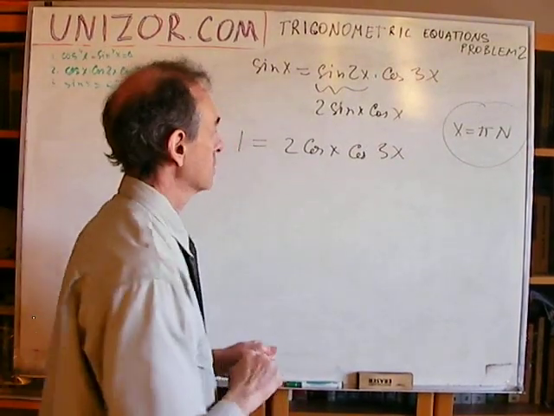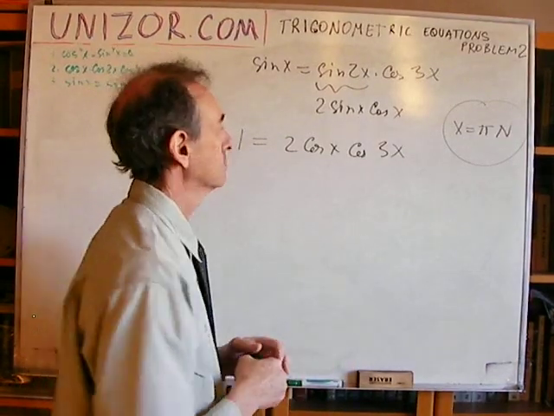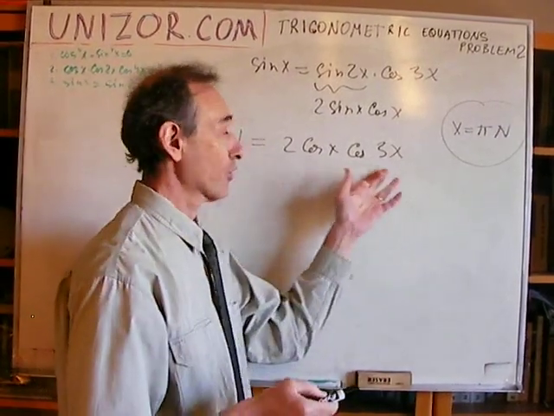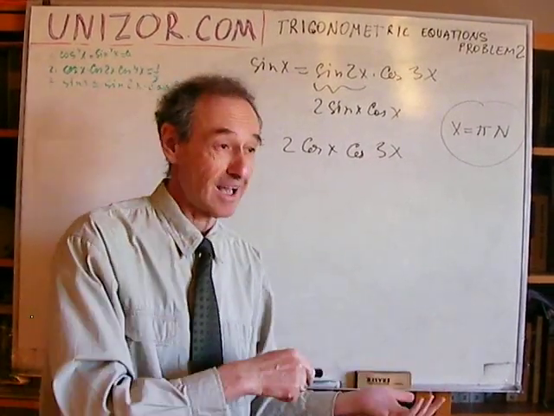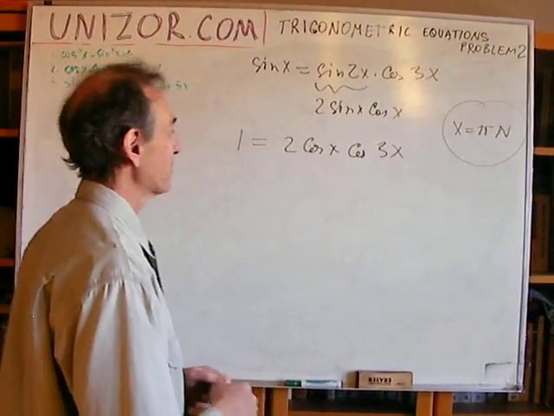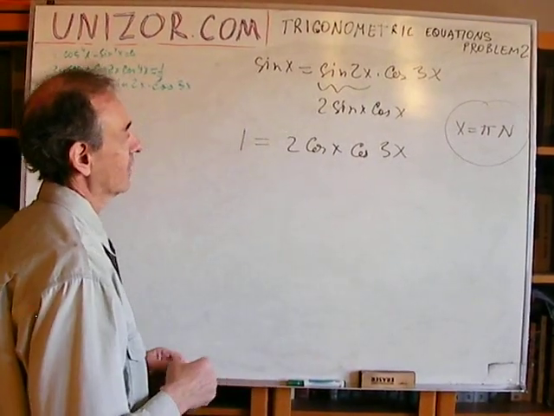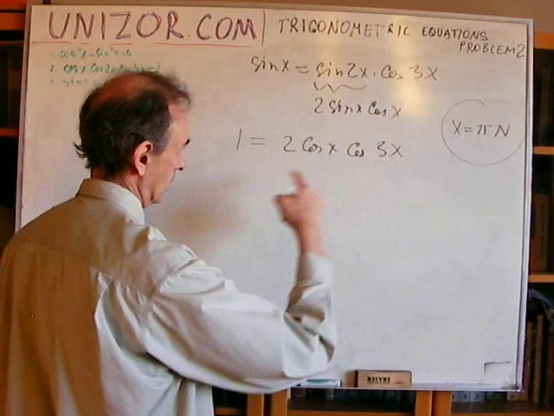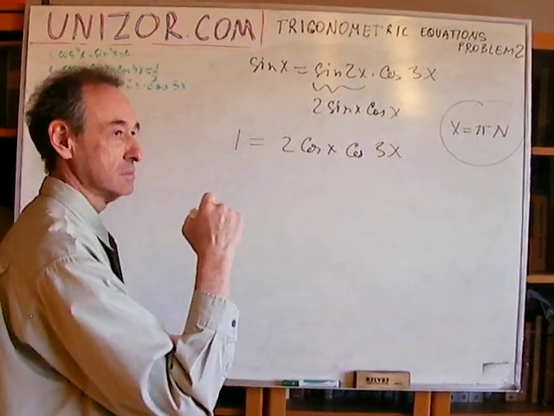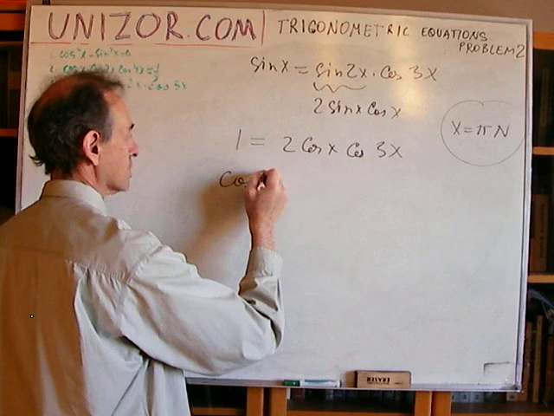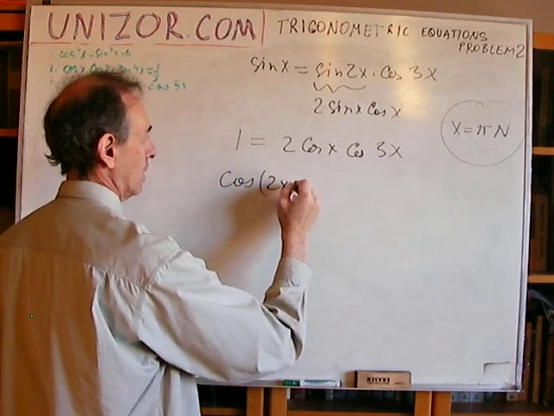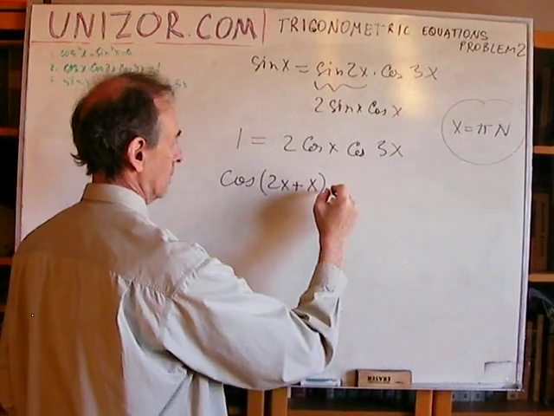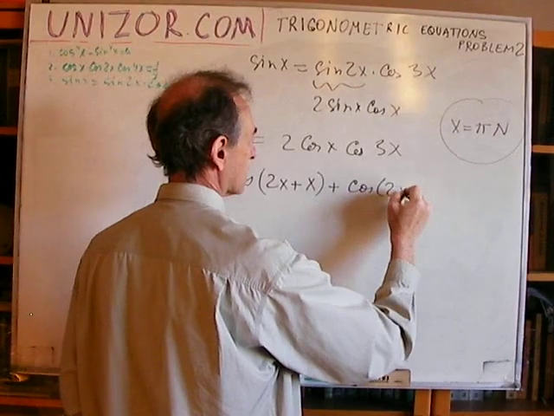Okay, so what's next? If you don't know what to do and you have the product, try to convert it into a sum. If you have a sum, try to convert it into a product. That's all I can say. Now, what's that? Well, this is cosine of 2x plus x plus cosine 2x minus x.